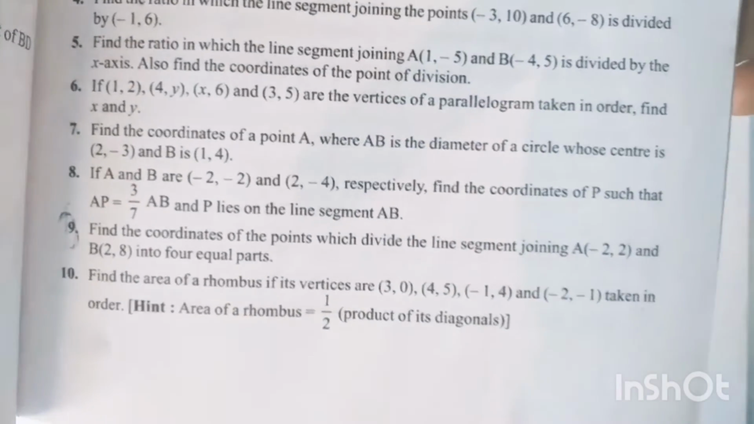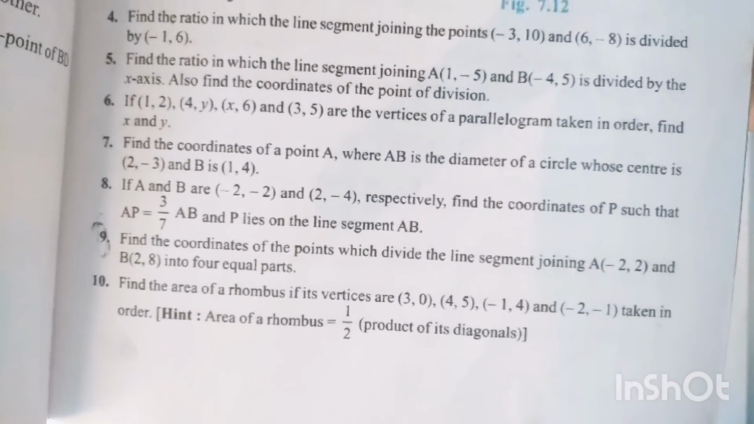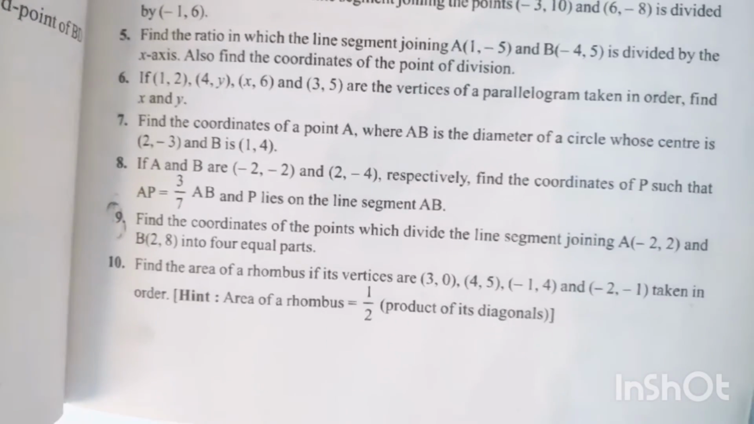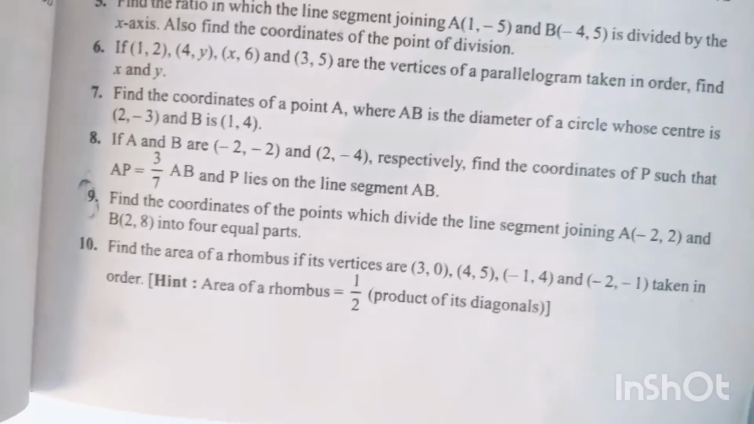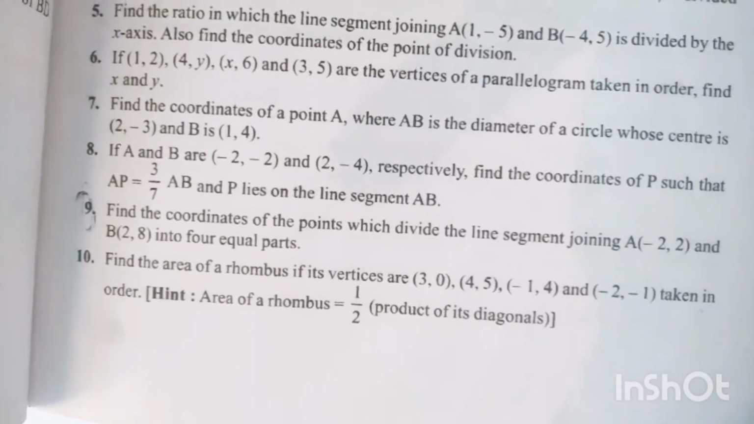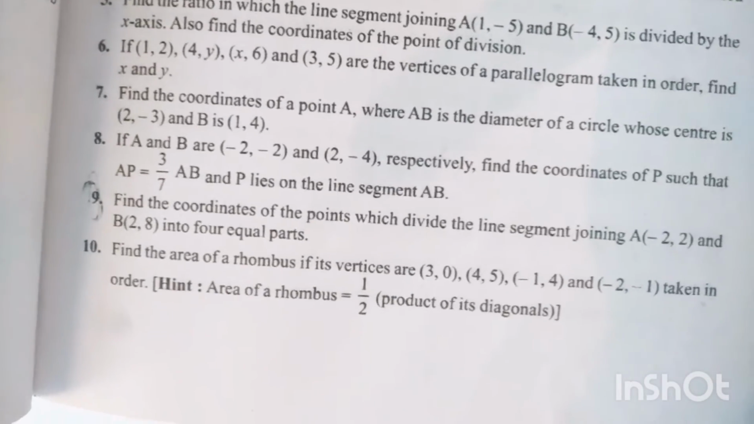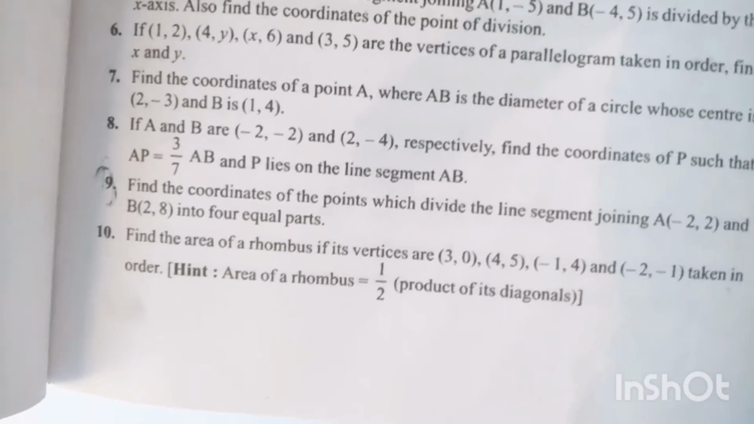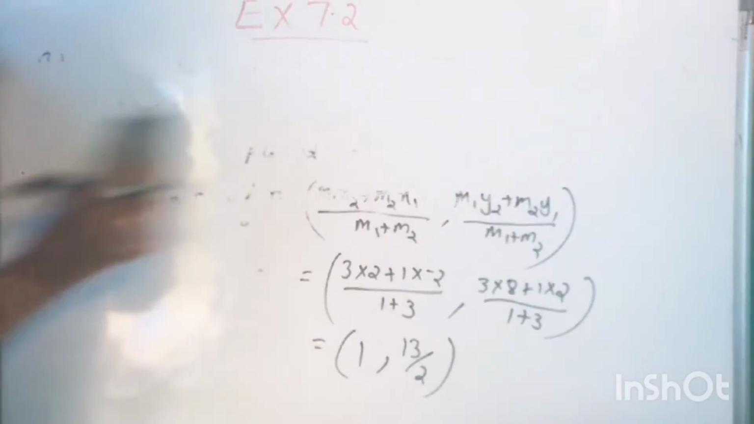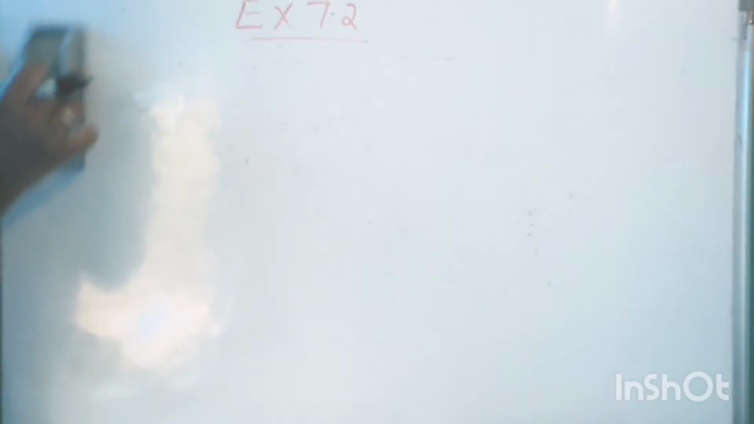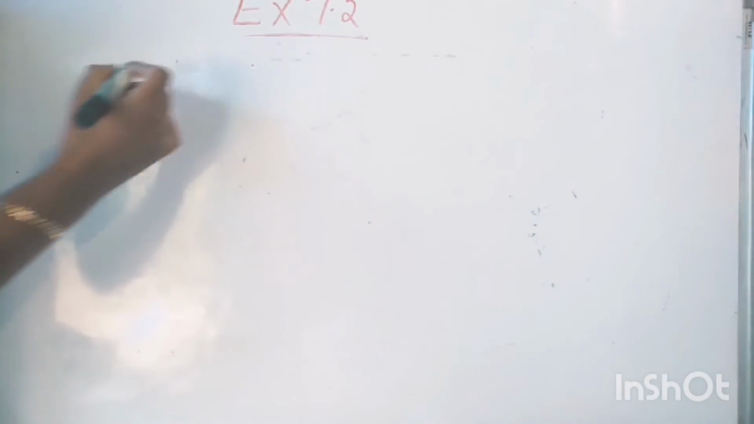10th question. Find the area of a rhombus if its vertices are the ordered pairs (3, 0), (4, 5), (-1, 4), and (-2, -1) taken in order. Hint: area of a rhombus is equal to half into the product of its diagonals. Actually, in this question, we are going to apply the distance formula. All the vertices of the rhombus are given. We need to find the area of that rhombus.